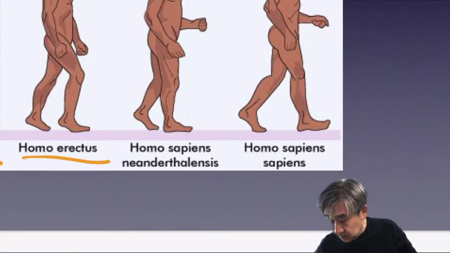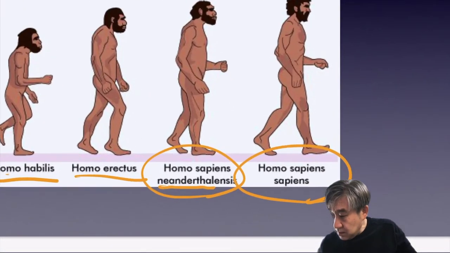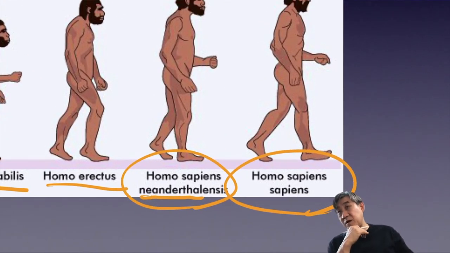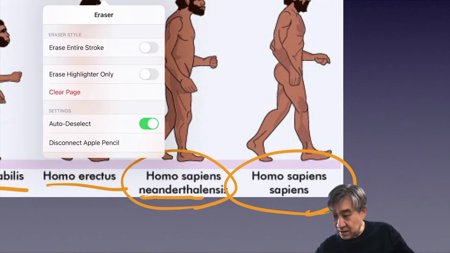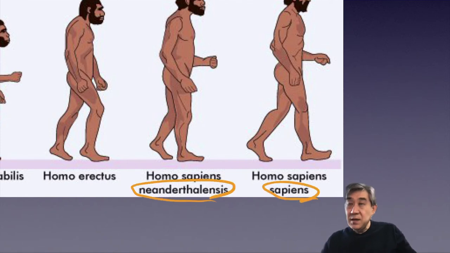So here in this figure, the Neanderthals and Homo sapiens are described a little bit differently. Here it reads Homo sapiens neanderthalensis, whereas we are referred to as Homo sapiens sapiens. The convention is that the last word indicates the subspecies name, just like Canis lupus familiaris indicates the domesticated dogs.